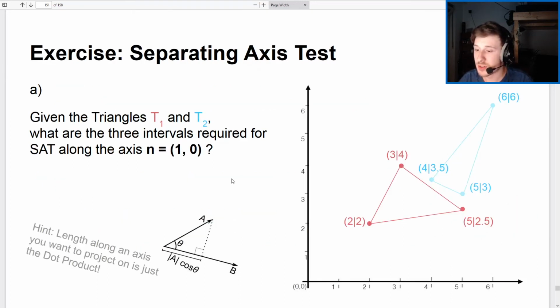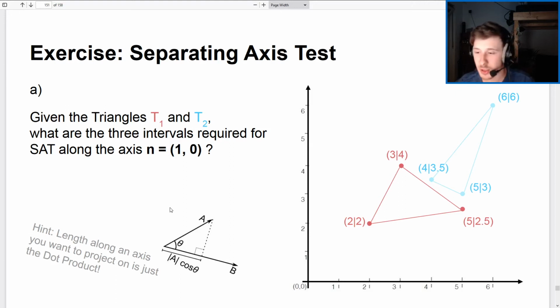Okay, so let's try a couple of exercises here. We have a 2D area here, and we have two triangles T1 and T2, and we are supposed to say what the intervals are required for an SAT test along the axis n equals (1, 0). And we have a little hint: the length along an axis you want to project on is just the dot product of the coordinates with that axis.